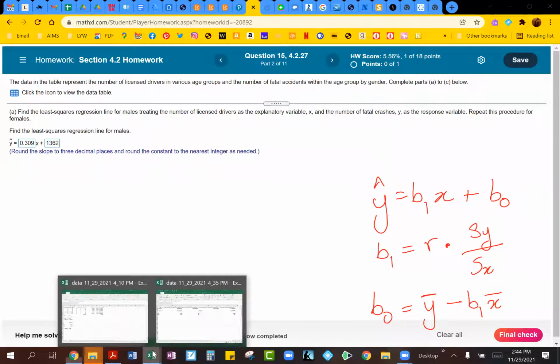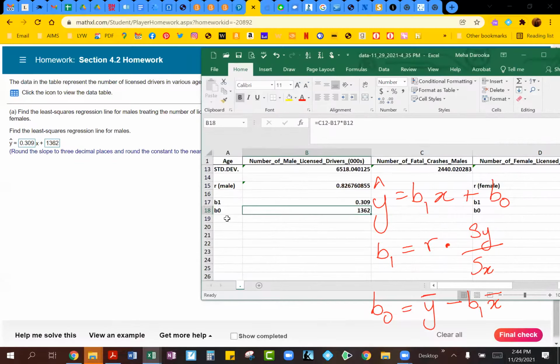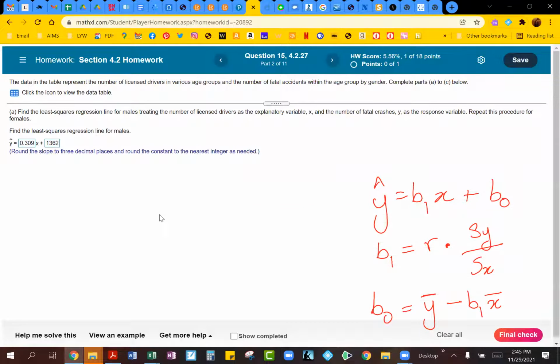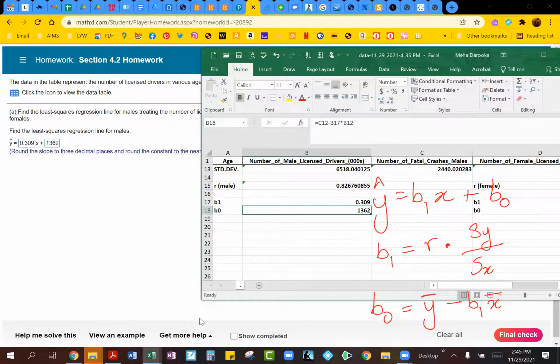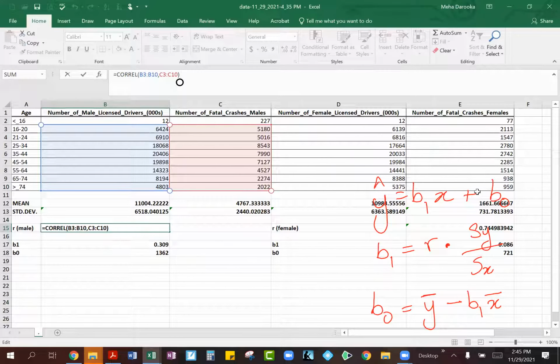What did I do? Three decimal places for the slope, constant to the nearest integer. We did male. Yeah, that's my correlation coefficient. Oh, I do not believe I did that. Okay, I don't know if you guys see, but I left my first row out.